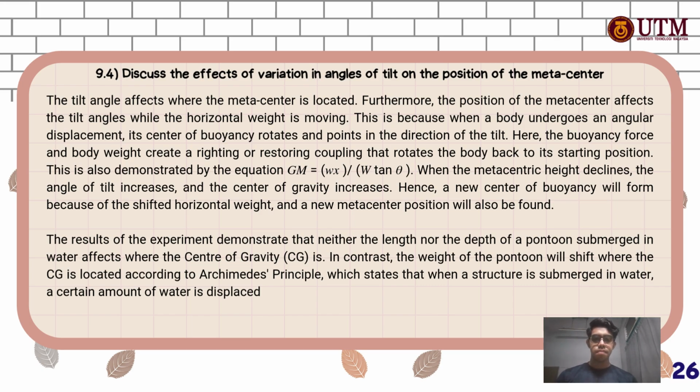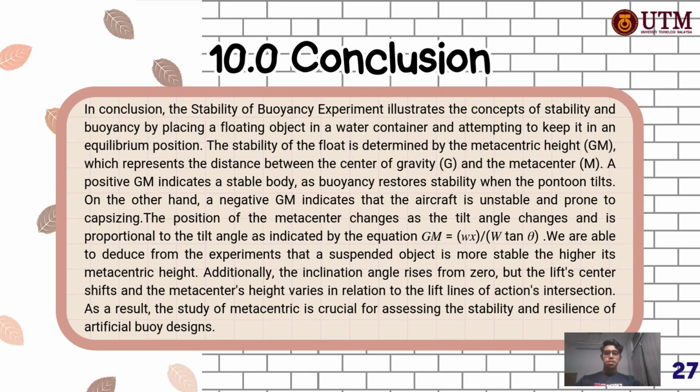In contrast, the weight of the body will shift where the CG is located, according to Archimedes' principle, which states that when a structure is submerged in water, a certain amount of water is displaced. In conclusion, the stability of buoyancy experiment illustrates the concept of stability and buoyancy by placing a floating object in a water container and attempting to keep it in an equilibrium position.